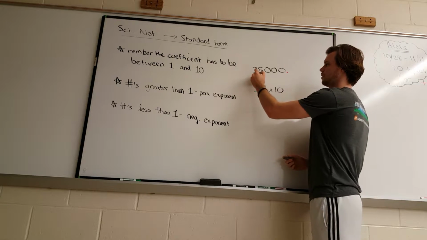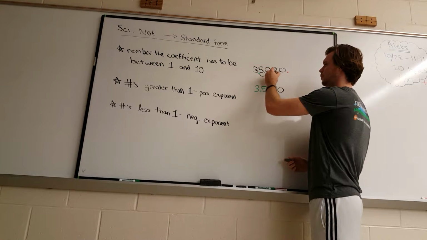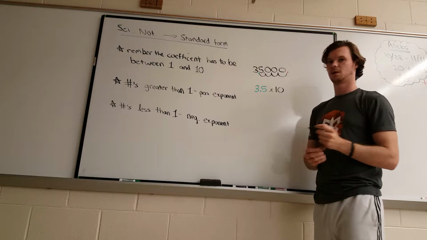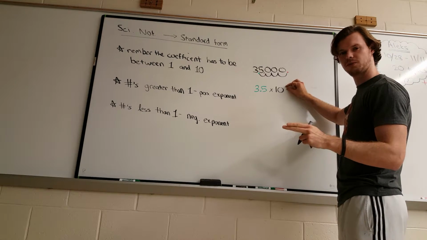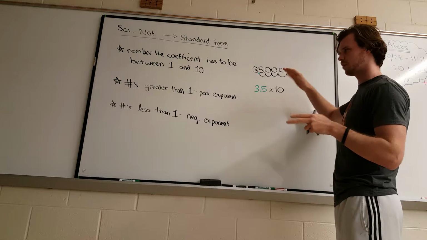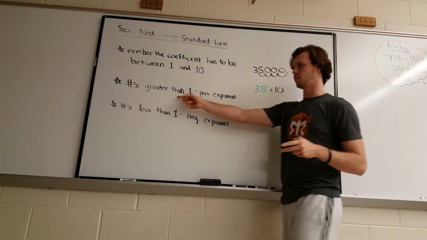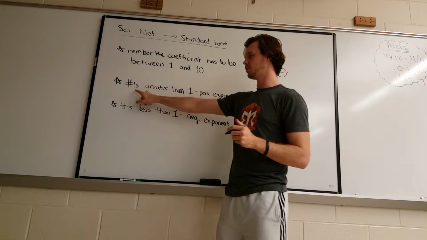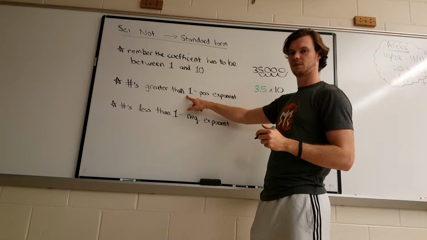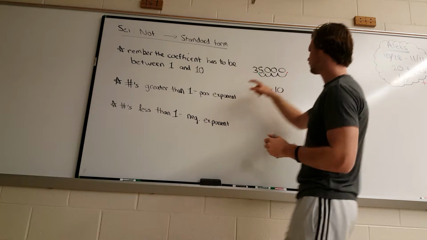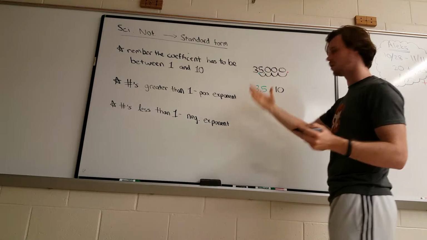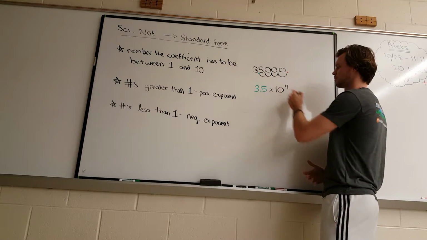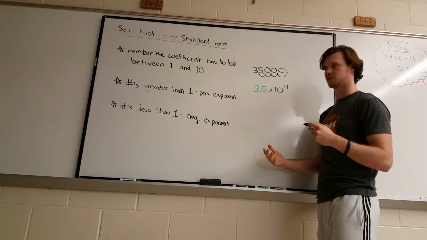Well, I do that by counting. And I go 1, 2, 3, 4 times. So that means I have 2 options. This could either be a positive 4 or a negative 4. But I'm going to be able to figure that out by remembering this rule. If my number was greater than 1 to start off, then I have a positive exponent. Well, my number was originally 35,000, which is bigger than 1, so I should have a positive exponent there. And that would be my answer.